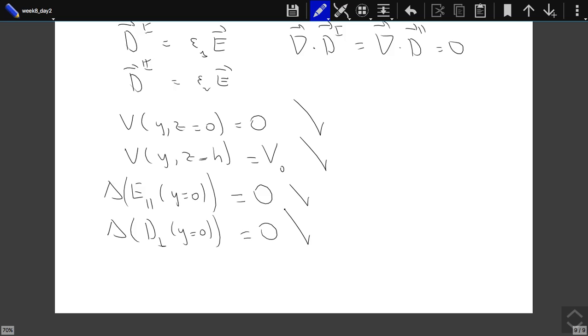What about at infinity? Well, at infinity, V as a function of z, when y goes to plus or minus infinity, we have these two parallel plate capacitors. It should be V0 over h times z. Check. It satisfies all the boundary conditions. It satisfies our differential equations. By the uniqueness, it should be the solution. So there are no fringing effects.